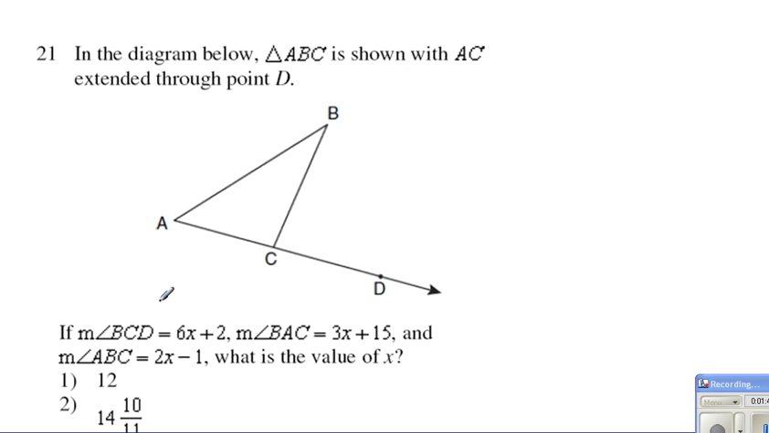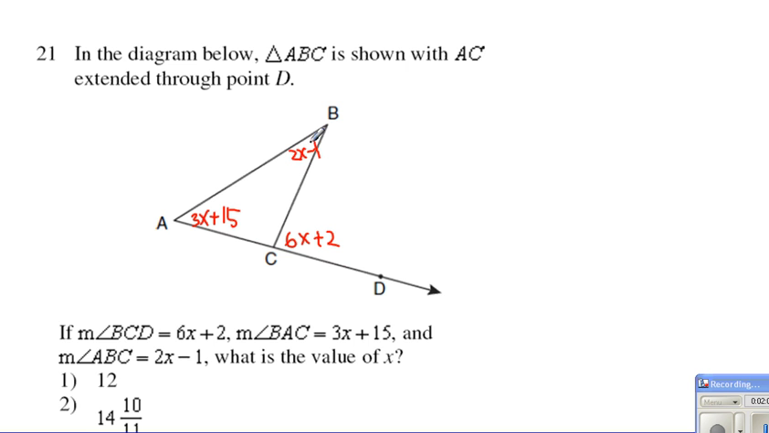Here, let us look at this very important question. It comes out almost every year. Let's look into that. BCD, we are talking about this outside angle. The exterior angle is 6x plus 2. Then BAC, which is this angle, is equal to 3x plus 15. Now, that makes ABC, the upper angle, 2x minus 1.